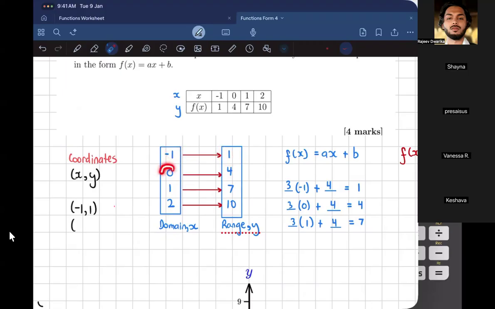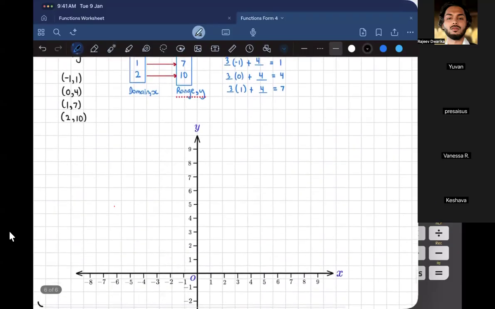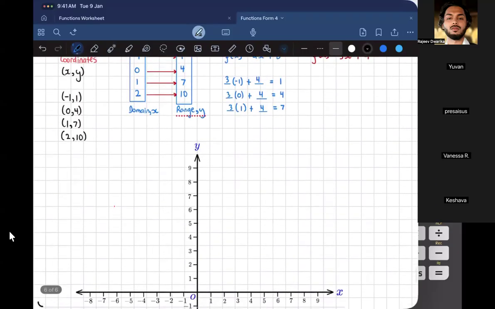So Keshava, when I put 0 into the function, I'm going to get what for y? So 0, comma 4, that's it. Right? And what do you think the next one will be? 1, 7. Right? And the last one will be 2, comma 10. Right, so Vanessa, and you understand that? Yeah. Right. So we might struggle for some space over here, but we're going to make it work.